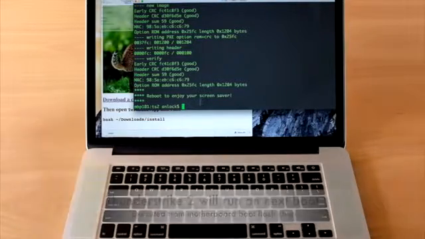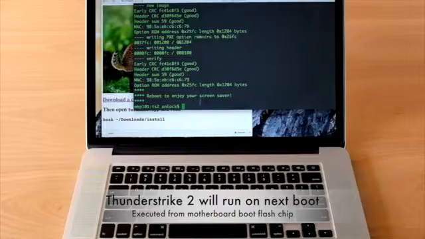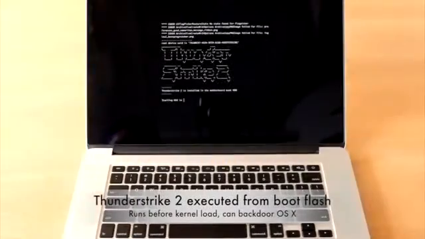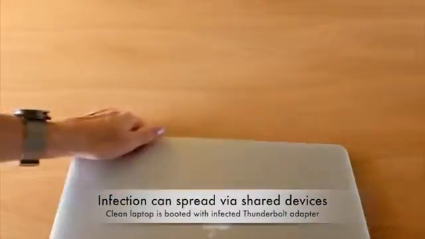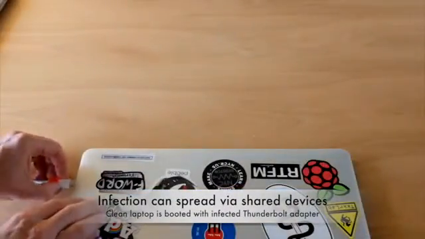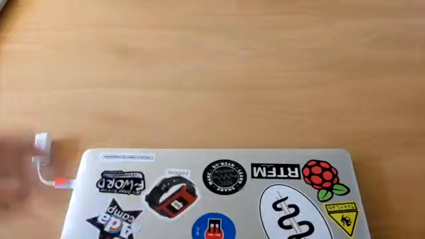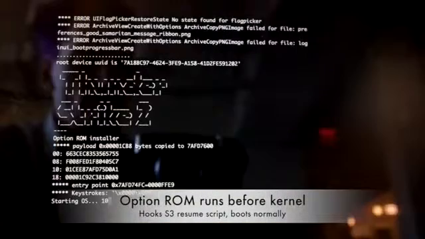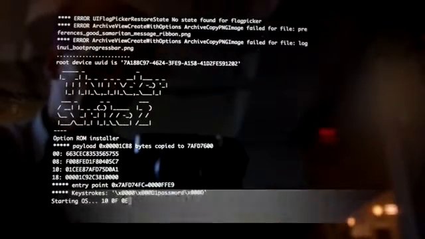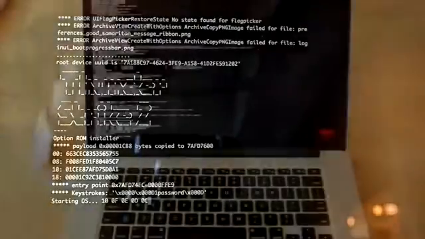Like the original, Thunderstrike 2's proof of concept is not very stealthy, so when the system reboots, the logo is displayed and various hooks are inserted into the running EFI firmware. When the infected adapter is connected to a fresh laptop during a system boot, the option ROM is executed by EFI firmware before the kernel is started. The option ROM can't directly write to the flash, so instead it hooks the S3 resume script that will be executed when the system comes out of a sleep mode.